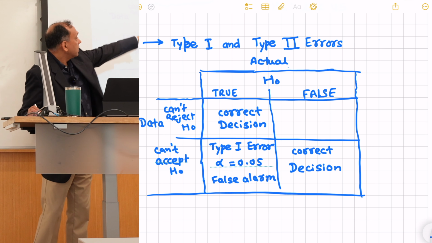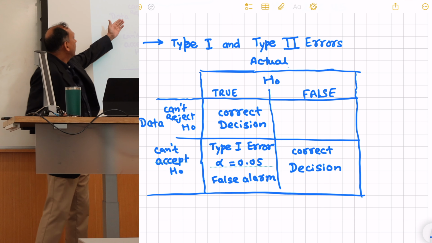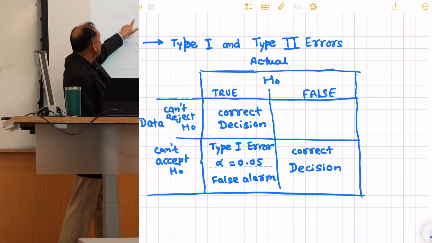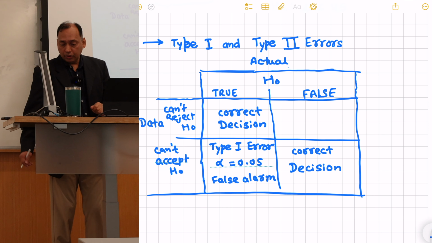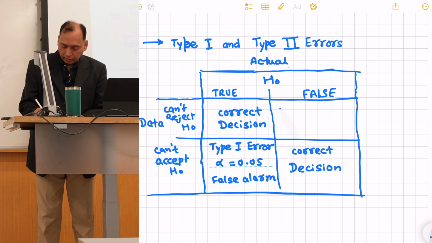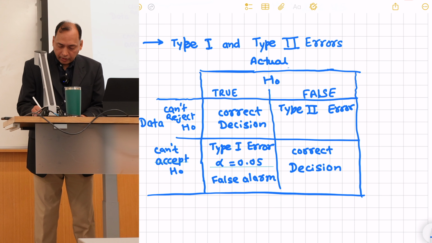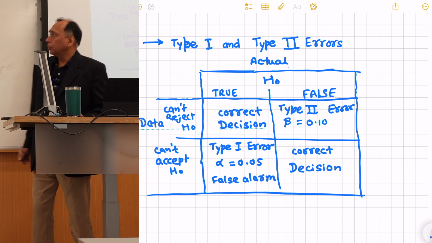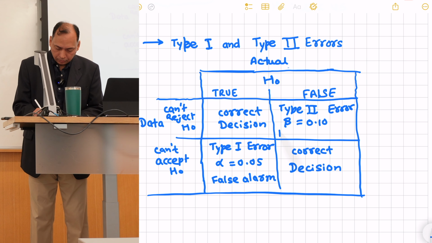If you come to this box, reality is that students prefer chocolate bars, and your data based on sample says cannot reject HO. So there is a mismatch. That is called type 2 error. And the probability of that is represented usually by beta, and we try to maintain it within 10%. You can call this failing to raise alarm.